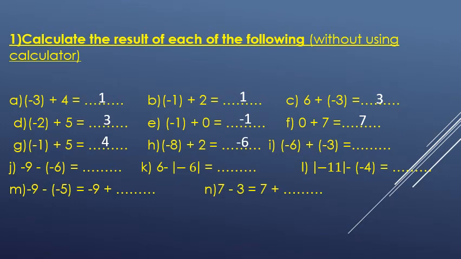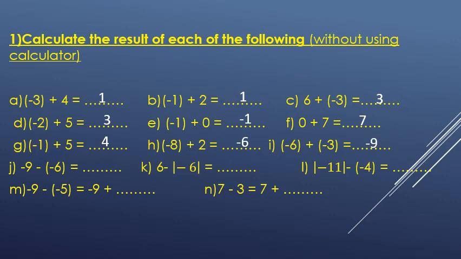Negative 6 plus negative 3: we have two equal signs, negative plus negative. Negative plus negative, we add. We put the negative sign and add 6 plus 3. 6 plus 3 equals 9. We put the negative, so it equals negative 9.